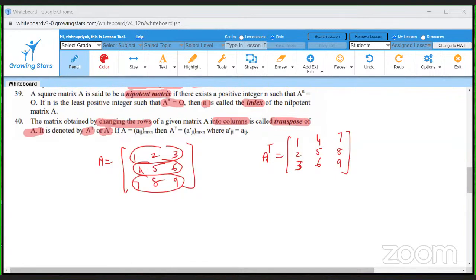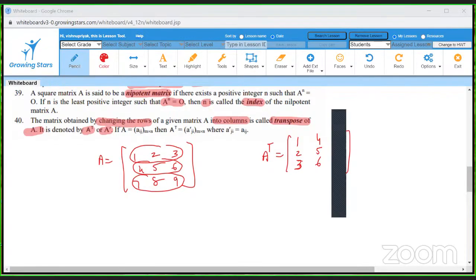There are many formulas. This is a very big chapter. That's why 9 marks. And we will also do it for 3 days.